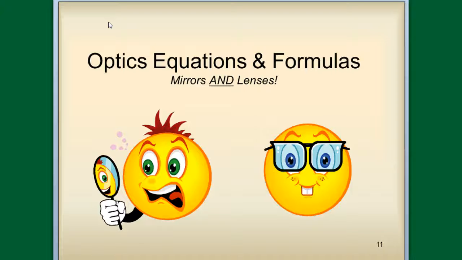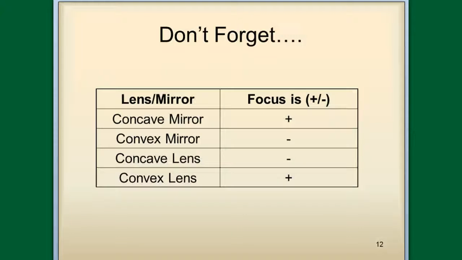These formulas you might see at the top of your notes apply to both mirrors and lenses, both of them. So you need to make sure that we know that. The first thing we have to do is understand this table. We need to know with all of our types of optics whether the focus is positive or negative. So remember when we talked about mirrors, mirrors had a positive focus. A concave mirror did, whereas a convex mirror had a negative focus.